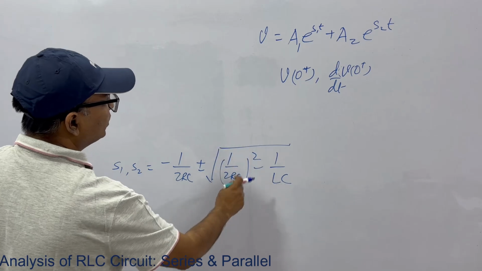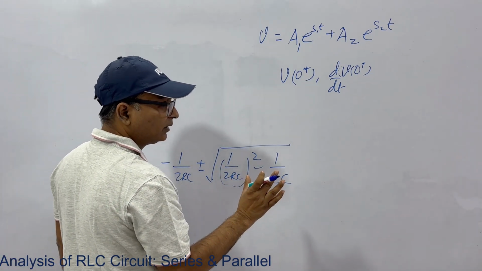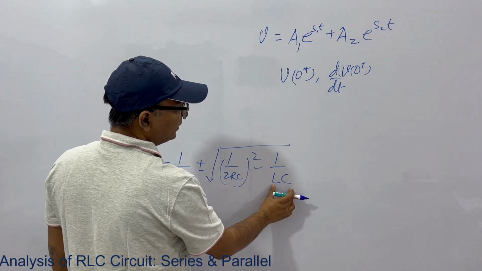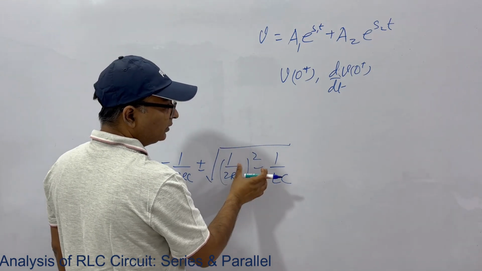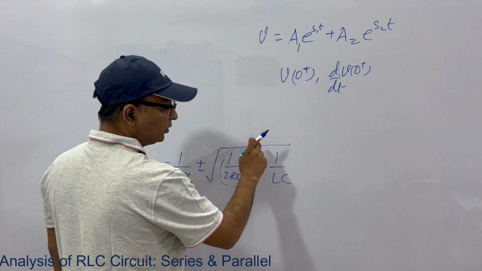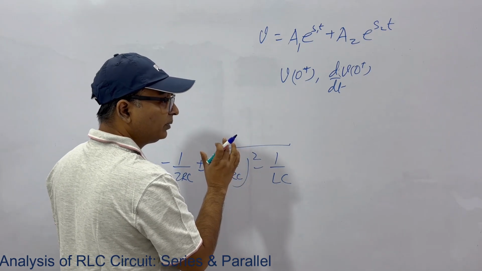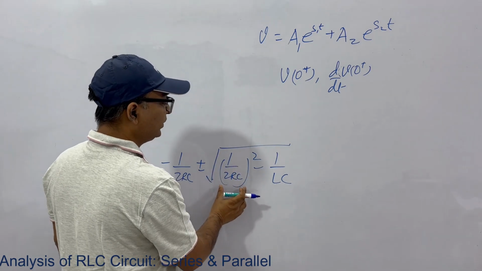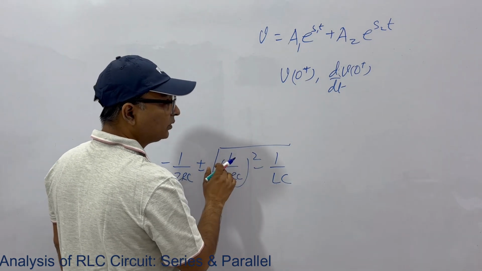This is under root. So there are three possibilities. In the first, this expression is greater than this, so the whole function under the root is positive. The roots will be real and unequal. The second case is when this is equal to this, so this will be 0.